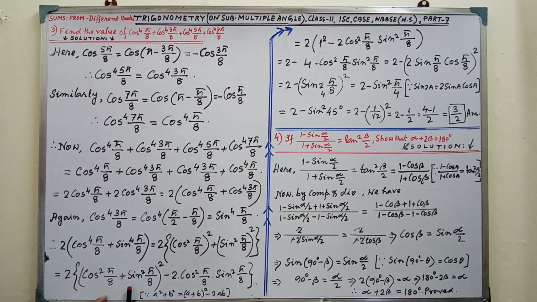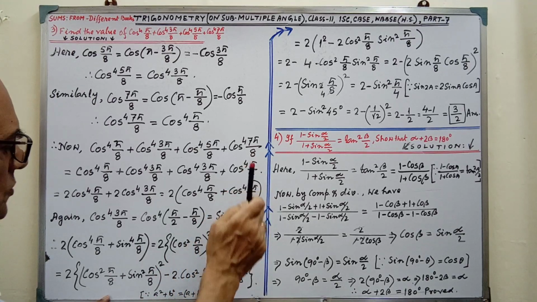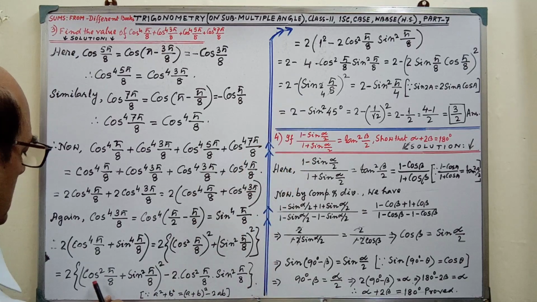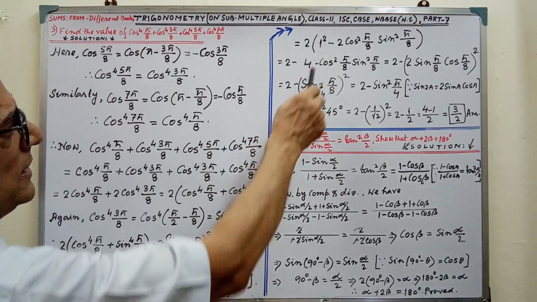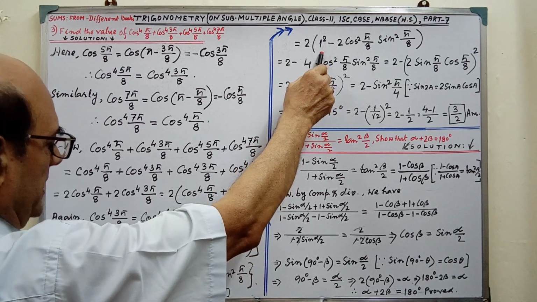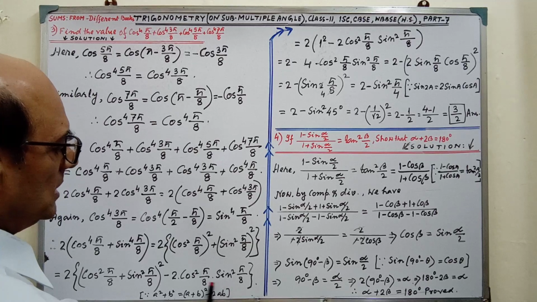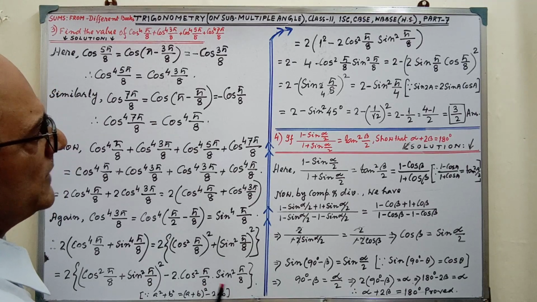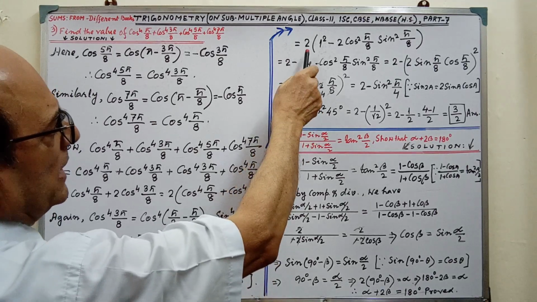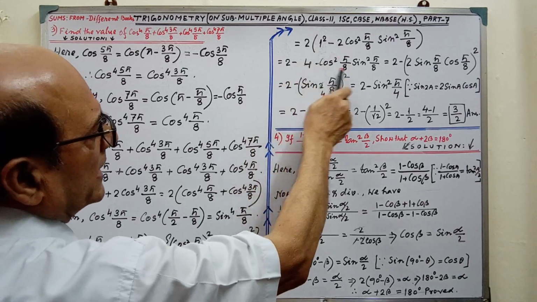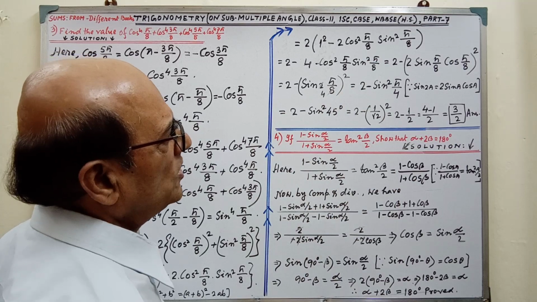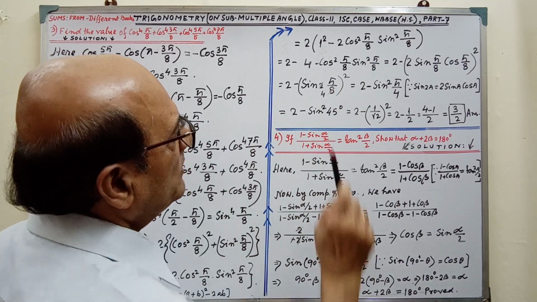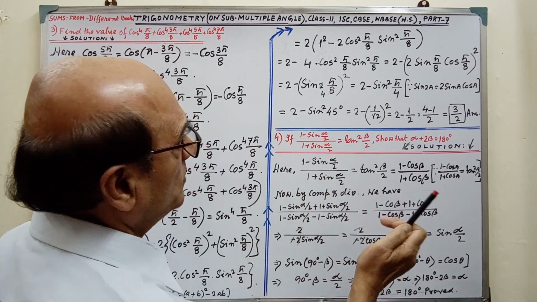Now sine square theta plus cos square theta, that is known to you 1. Here sine square pi by 8 plus cos square pi by 8, that is 1. So in place of this we are writing 1 and it will remain as it is. Then we have to multiply. By multiplying we are getting this expression. Then this expression we have to simplify more to get the form of formula.